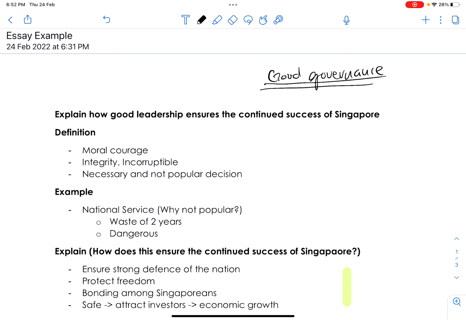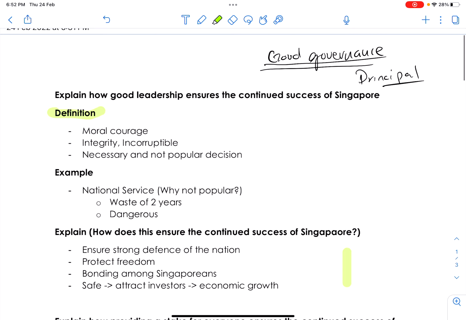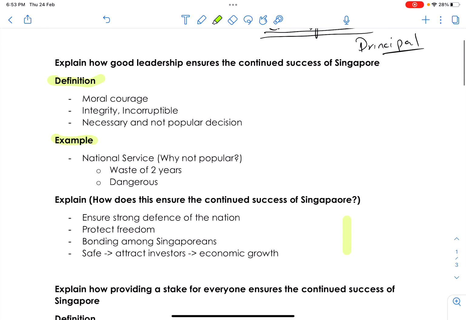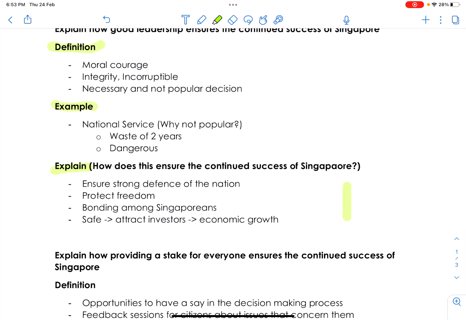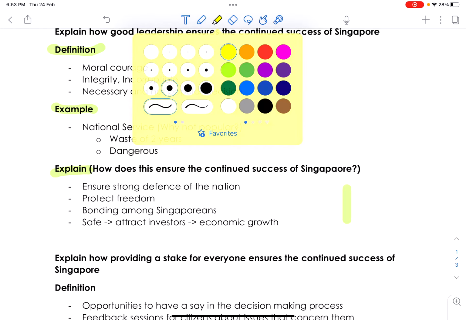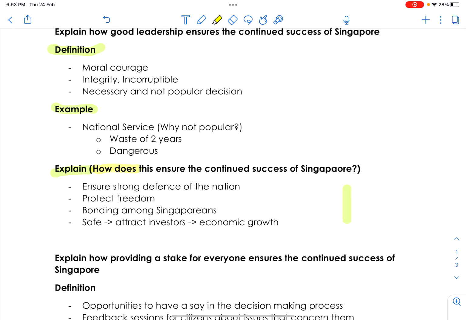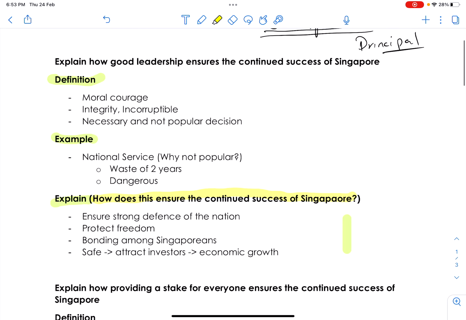So what you need to do in the exam, right, is just list down the main principle and then tell me about it. This includes the definition. Tell me the definition. Give me an example. After you give me a definition, give me an example, and finally explain. What do I mean by explain? I mean you have to tell me how does your example actually help to ensure continued success.